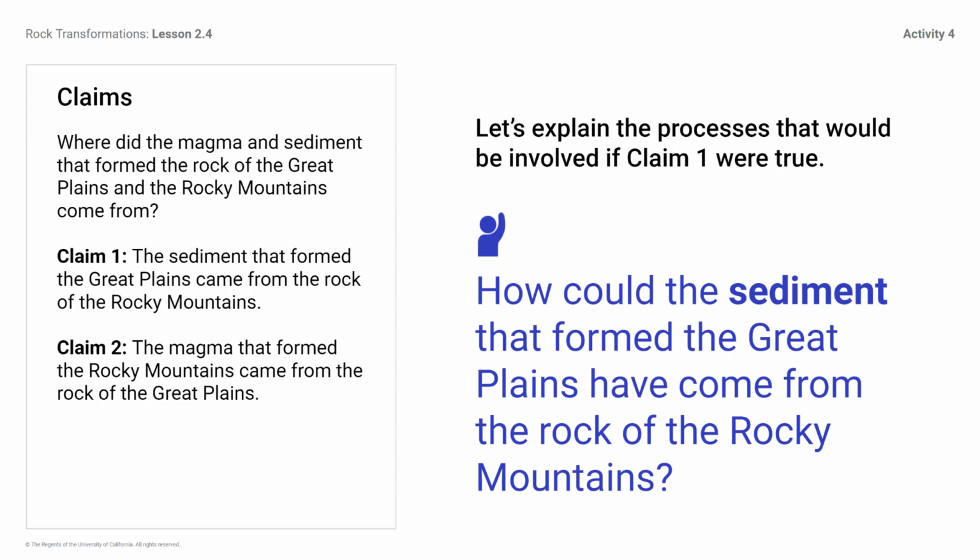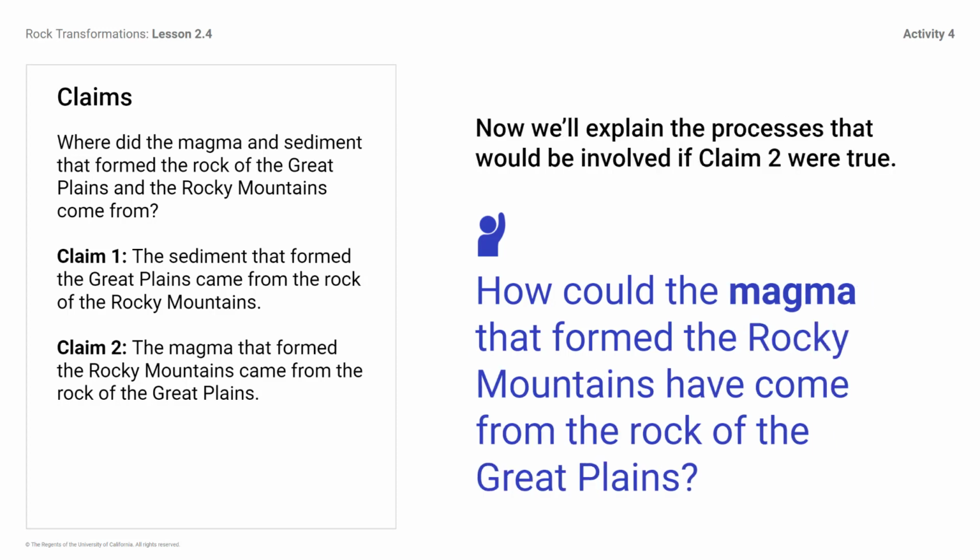Let's explain the process that would be involved if Claim 1 were true. How could the sediment that formed the Great Plains have come from the rock of the Rocky Mountains? We may respond, rock at the surface in the Rocky Mountains would need to have been weathered. This would have created sediment. If the sediment were carried to the Great Plains location, it could have been compacted and cemented to form the sedimentary rock of the Great Plains.